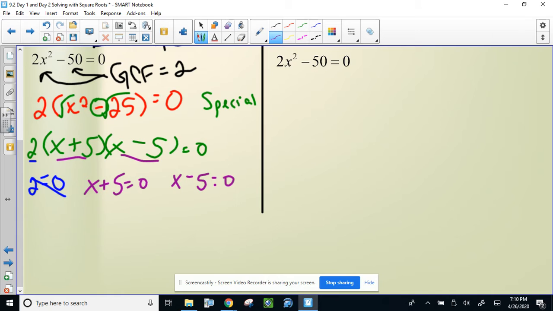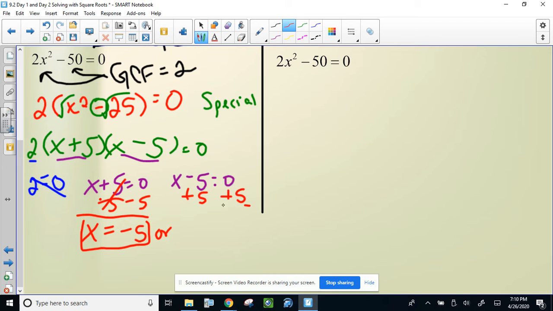Well, we could solve that. So if I wanted to solve this, I would subtract 5 from my x plus 5, and that way I would have x by itself, and 0 minus 5 is negative 5. So there's one possible solution. Or I could add 5 to my negative 5, my other equation, so that x is all by itself, and I would have 0 plus 5, which is 5. So there's our other possible solution. So we have two possible answers, negative 5 or positive 5.